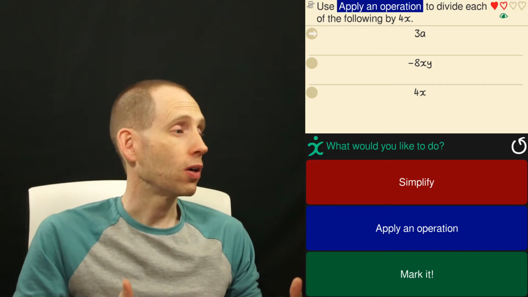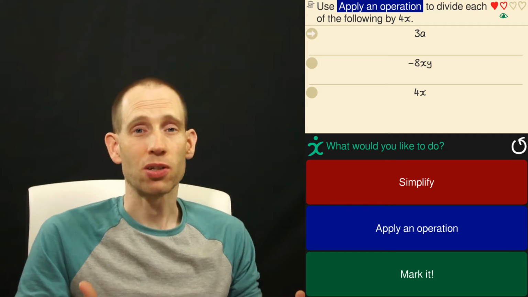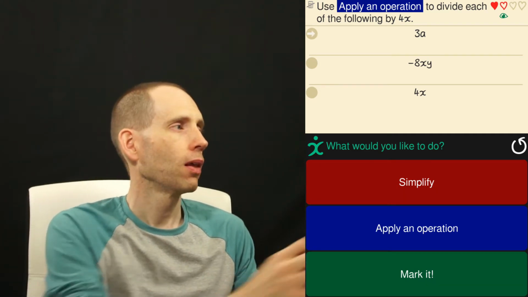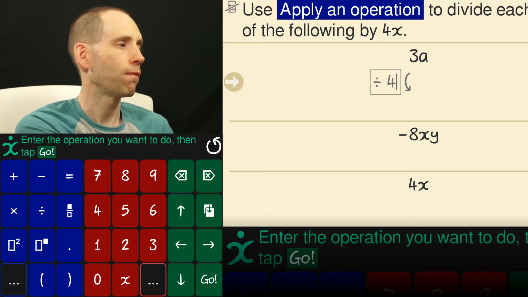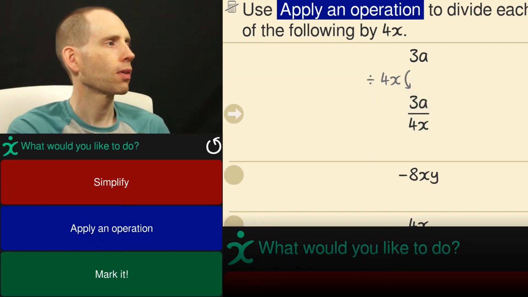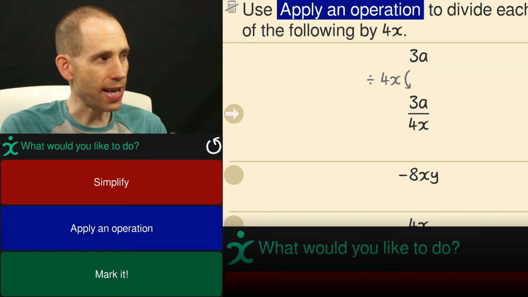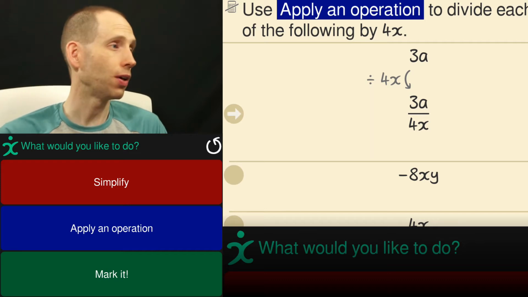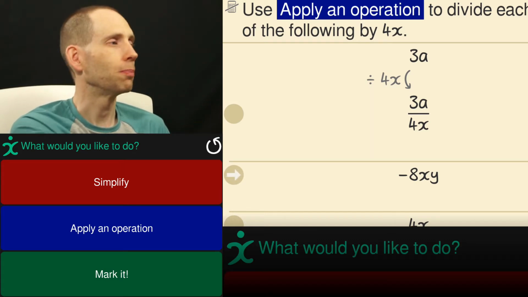Right, so this one we're going to have a go at applying an operation. It's asking us to divide each of these expressions by 4x. So if I click on apply operation, I'm going to put divide by 4x. There we go. It will show me how to do this because it's in show me mode. Okay, so that's now one term. All the multiplication and division glues that 3 and that a and that 4 and that x together into one term. To select another one, I'm going to tap on that line, and make sure the white arrow is on the one that you want it to be on.